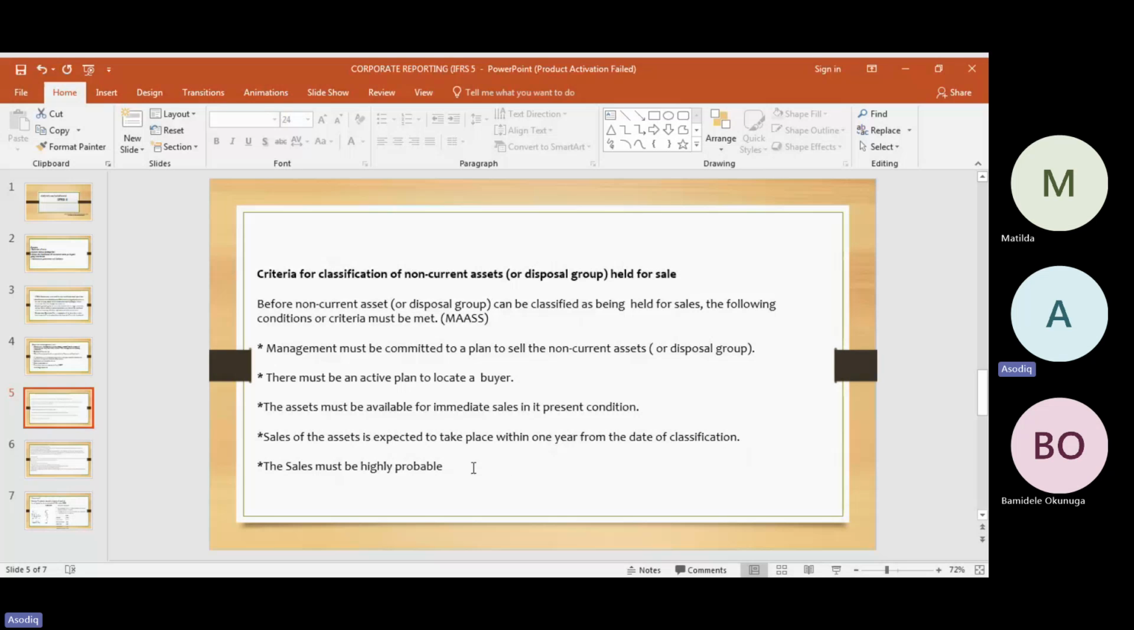The last one says that the sale must be highly probable. Highly probable means that you are comfortable that you are going to make money and generate your revenue, and you are confident that this asset is ready to be sold to a particular buyer. That means once the buyer is ready to buy, the sale must be highly probable, so that nobody is losing at the end of the period. You are not losing, and the buyer is also enjoying what he is buying. So permit me to move to the next slide.